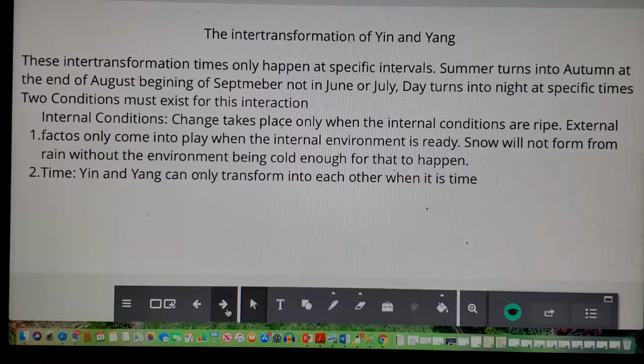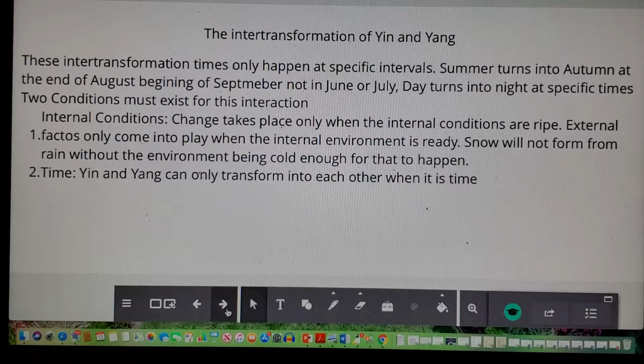All right, so these intertransformation times only happen at specific intervals. Summer turns into autumn at the end of August, beginning of September, not in June or July. June or July is still summer, but it is becoming autumn. Day turns into night at specific times. Now, in order for this to happen, two conditions must exist for this intertransformation, for this interaction. There must be an internal condition, meaning change takes place only when the internal conditions are ripe. If the internal conditions are not met, then there will be no change.